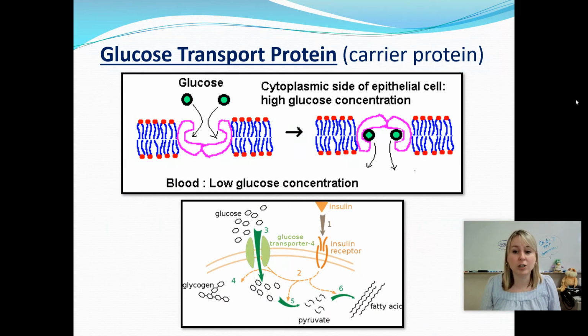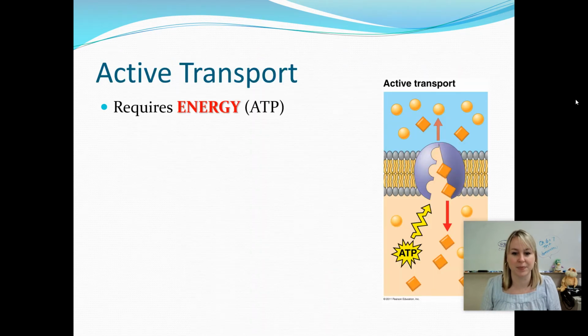Transport proteins for sugar. Again, these are carrier proteins. You can see open to the outside environment in the picture on the left, and then glucose binds. It causes a shape change in the carrier protein, which makes it open up on the other side and allows it in. These are glucose transporter proteins.